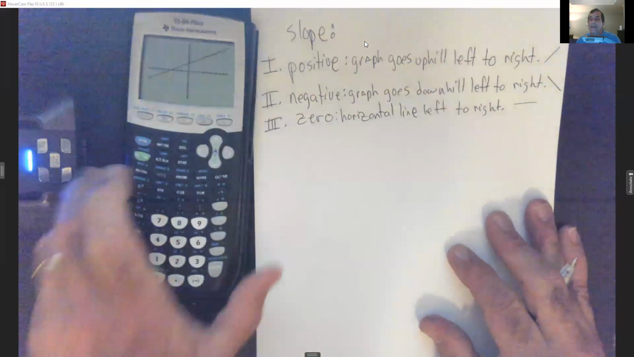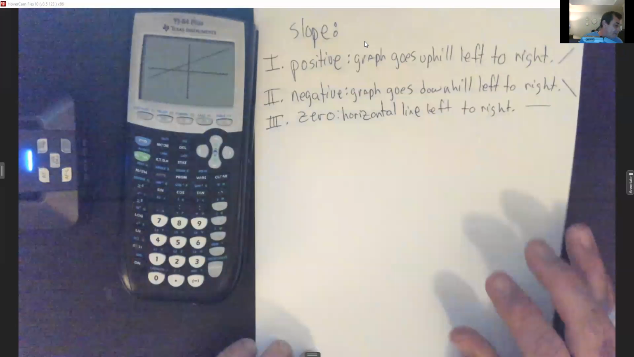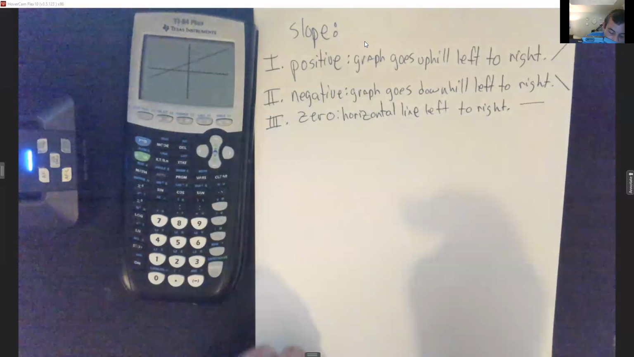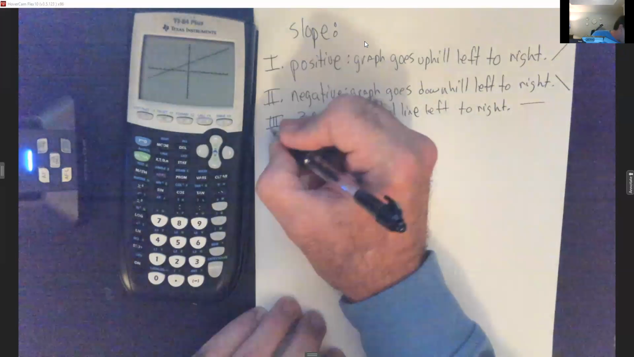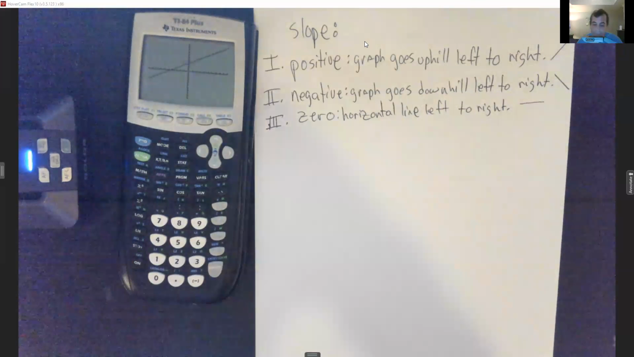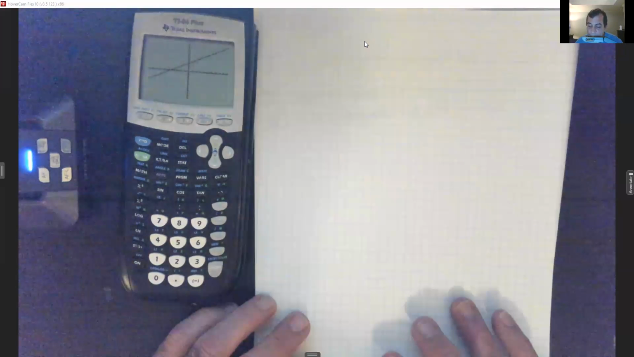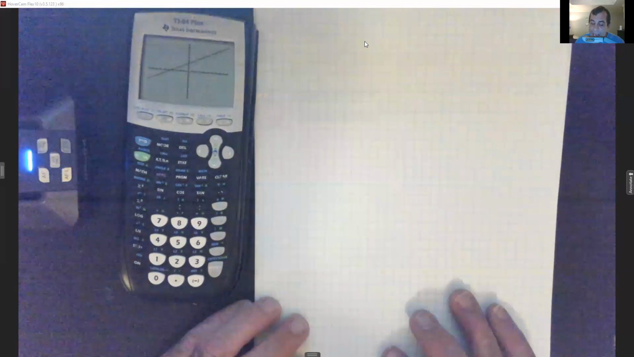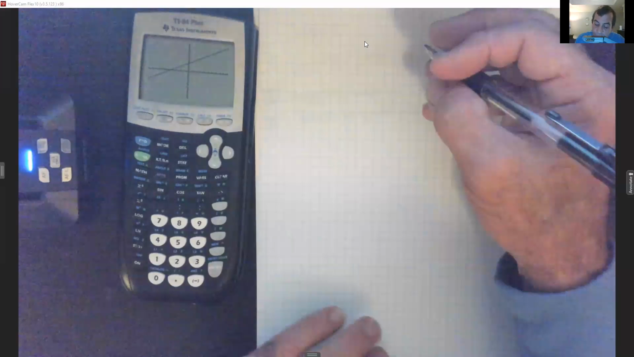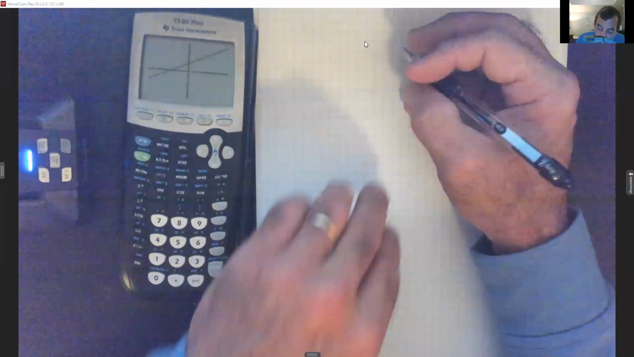All righty, so 3 types of slope. So let me graph. I'm going to graph 3 lines with the same y-intercept, but they're going to have a different slope.